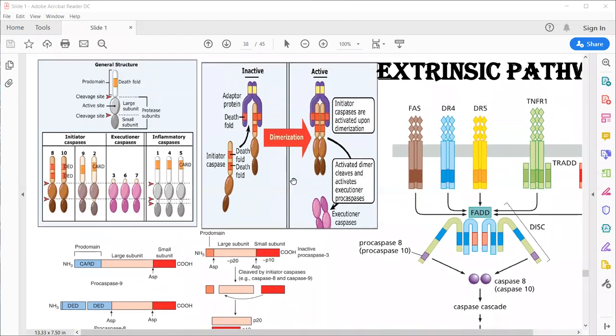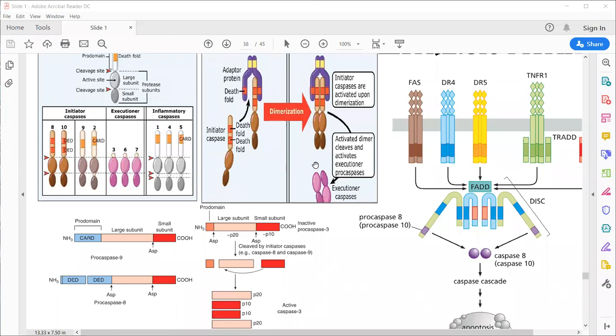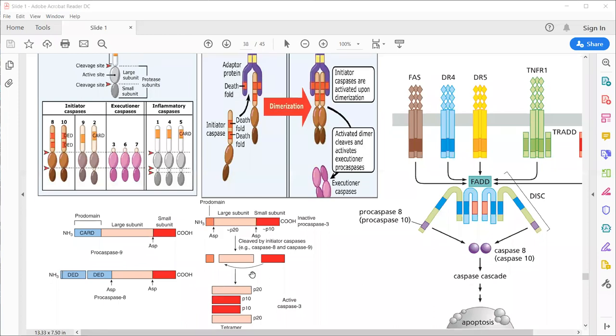When the caspases are recruited by the adapter proteins, initially they are found as monomers in the cytoplasm, which is true for the extrinsic pathway. In the intrinsic pathway, the caspases are also found as monomers. When the signaling starts, the monomers are recruited to the adapter complex for the extrinsic pathway and to the apoptosome for the intrinsic pathway, where they dimerize, get activated, and then undergo proteolytic cleavage to generate a tetramer like this. This is the active form of caspase.